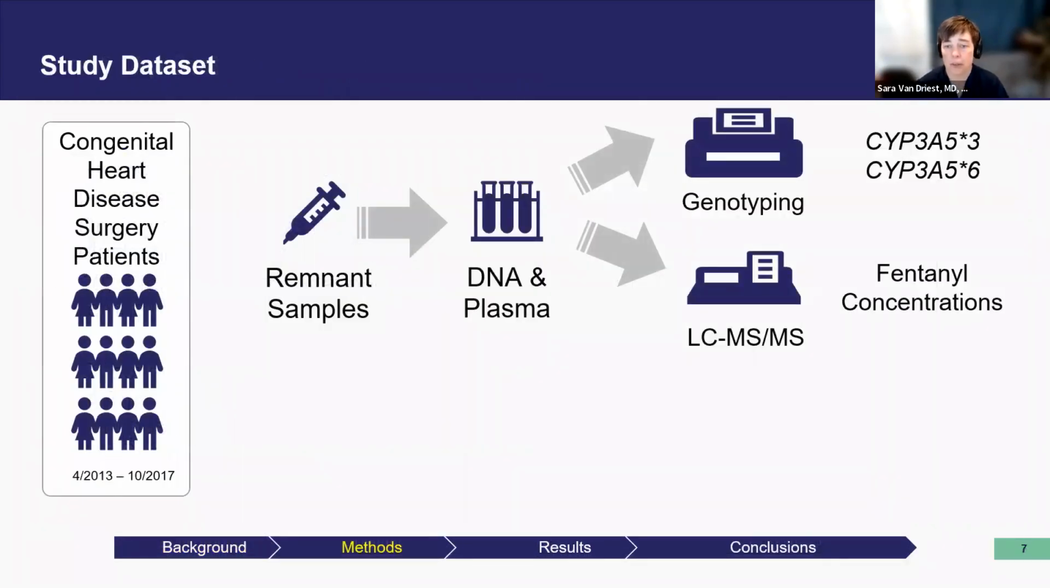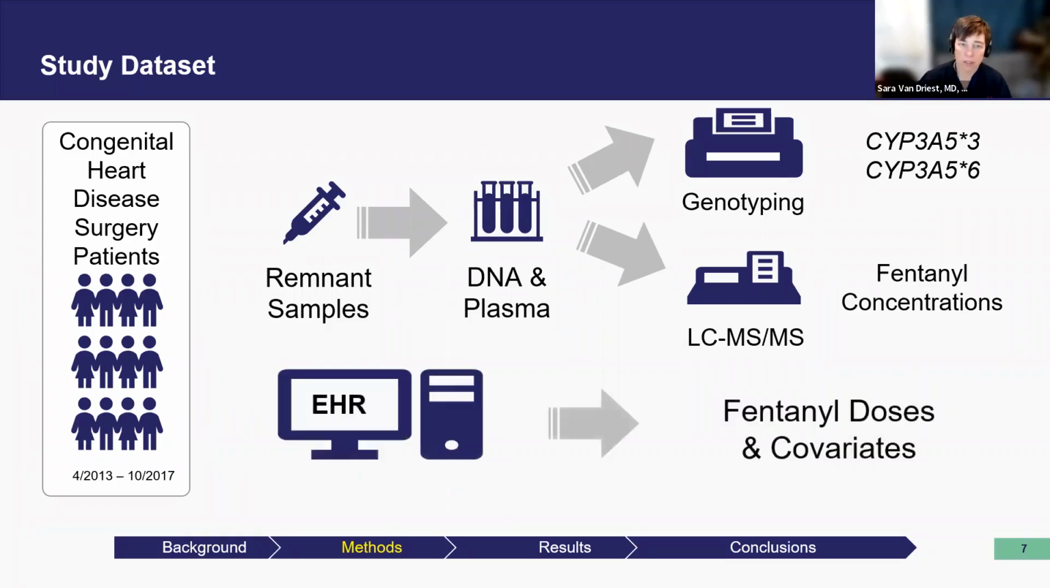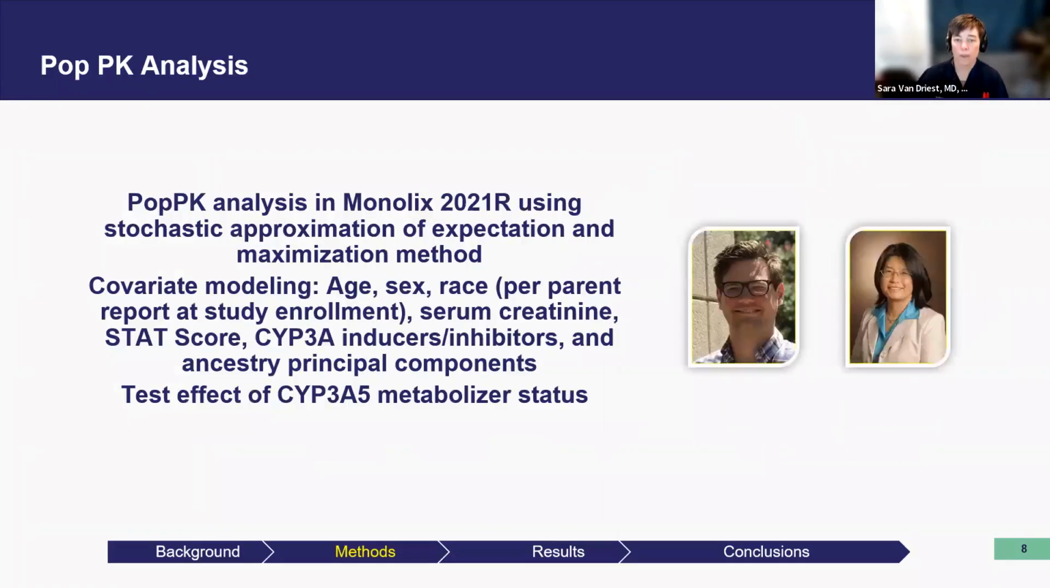So the current study recruited patients who had surgery for congenital heart disease. We obtained DNA and plasma from remnant clinical samples to determine CYP3A5 variants, as well as the fentanyl concentrations. And we extracted data including the fentanyl doses and the covariates from the electronic health records, similar to the pilot study I showed before. We then applied a population PK analysis. And by we, I mean Michael, as I mentioned, who is under Lena's guidance.